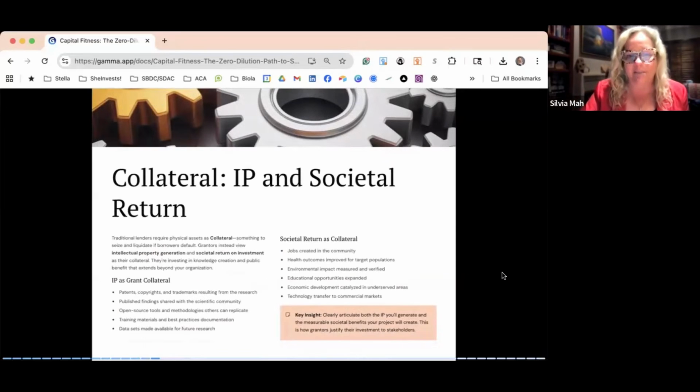Collateral, we already talked about this, IP and societal impact. But the societal return is something that might not be as forward-facing for some people. You might be creating jobs. There might be some health outcomes that are improved because of your technology. Environmental impact, educational opportunities expanded, economic development catalyzed in underserved areas, technology transfer to commercial markets. Clearly articulate the IP and the societal return as that collateral when you don't have, let's say, collateral like an apartment or a car, which you would do mostly for bank loans.